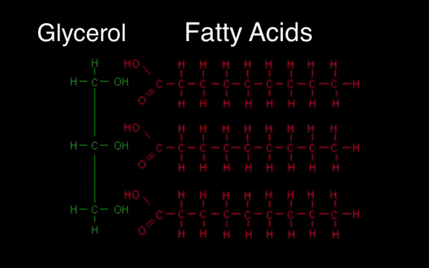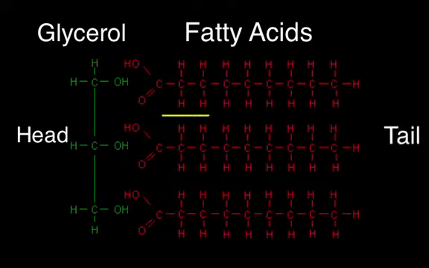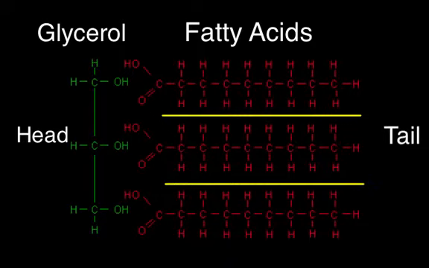Fatty acids are the monomers found in glycerides. Glycerides are fatty acids attached to a glycerol molecule. Think of the glycerol molecule as the head and the fatty acid as a tail. A monoglyceride is a molecule with a glycerol head and 1 fatty acid tail. A diglyceride has a glycerol head and 2 fatty acid tails. A triglyceride is a molecule with a glycerol head and 3 fatty acid tails.